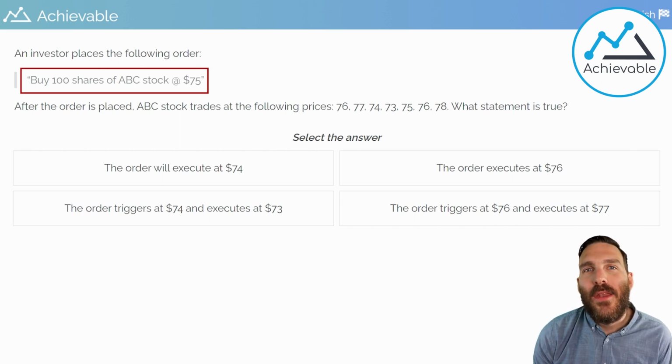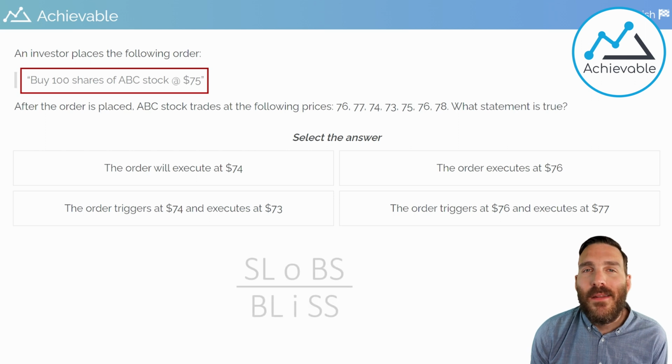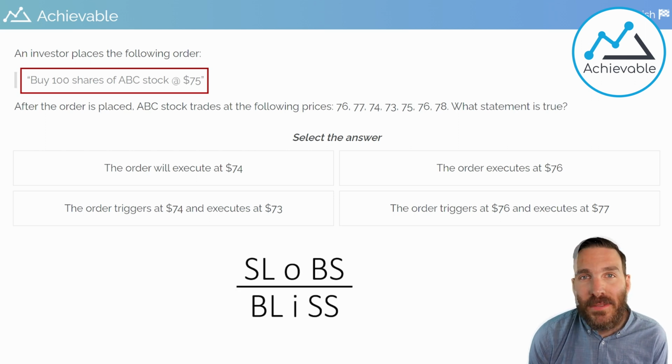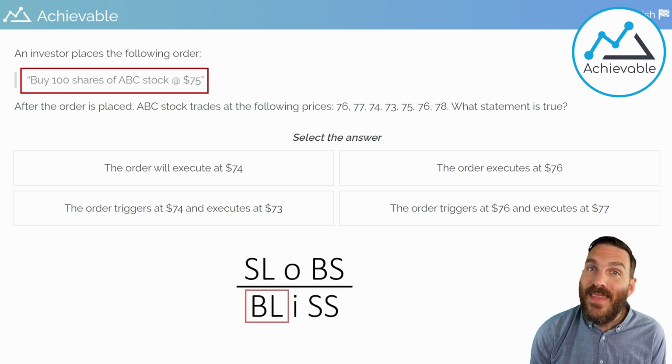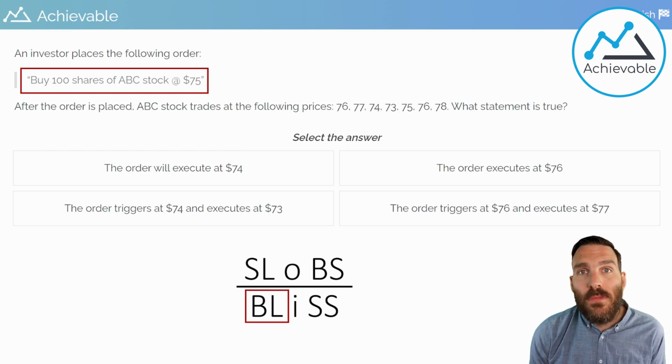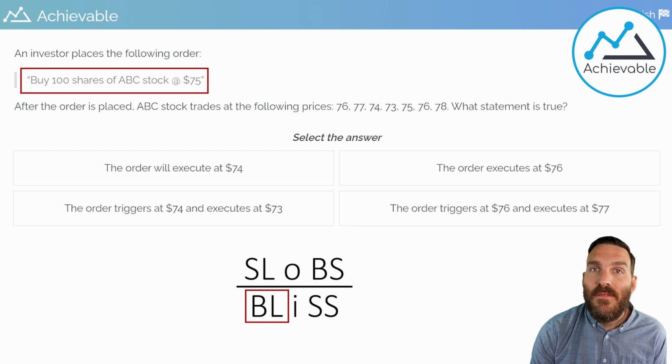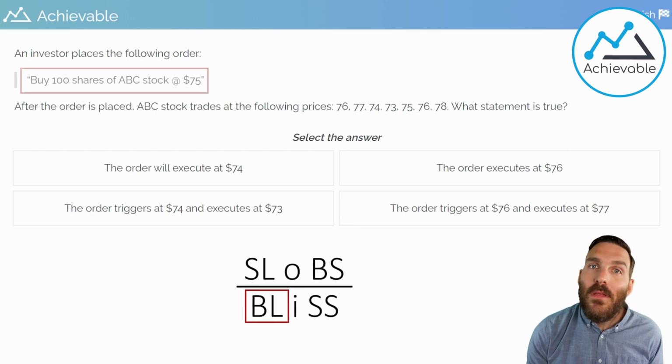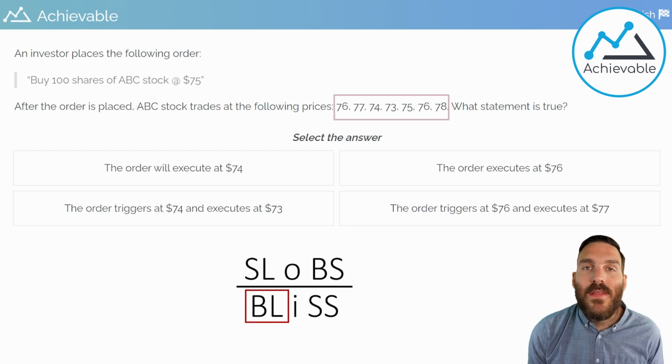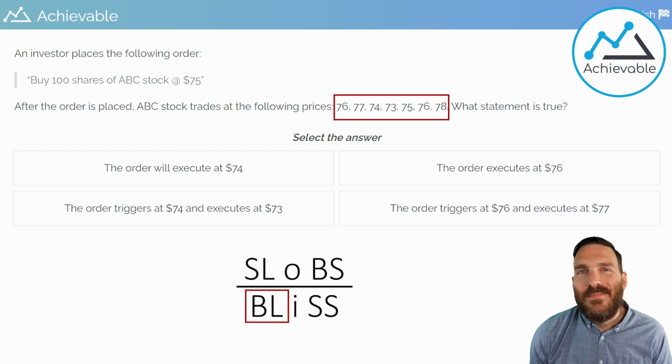The easiest way to approach a question like this is to pull out our friend SLOBS over BLISS. BL stands for buy limit, and that is below the line. So we know that this order will only go through if the market price is at 75 or below. Now, if we go to the market prices that are given to us, we read this from left to right. Think of it as like a ticker tape.